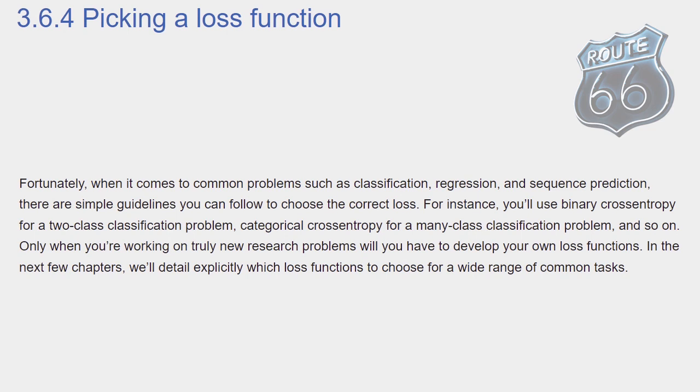Fortunately, when it comes to common problems such as classification, regression, and sequence prediction, there are simple guidelines you can follow to choose the correct loss. For instance, you'll use binary cross-entropy for a two-class classification problem, categorical cross-entropy for a many-class classification problem, and so on. Only when you're working on truly new research problems will you have to develop your own loss function. In the next few chapters, we'll detail explicitly which loss functions to choose for a wide range of common tasks.